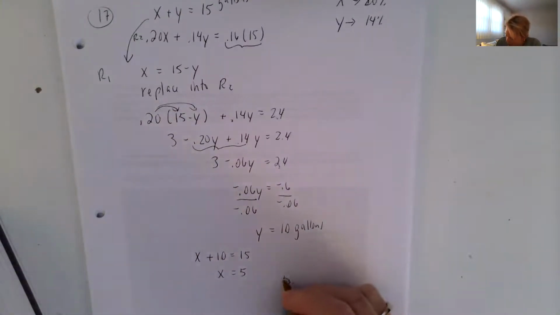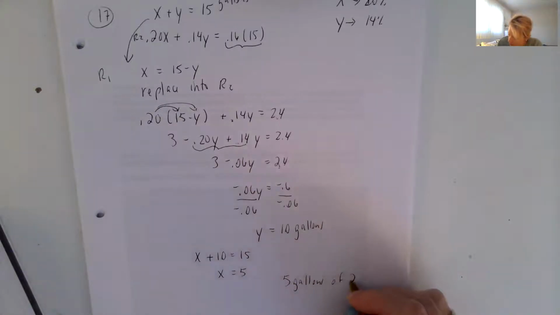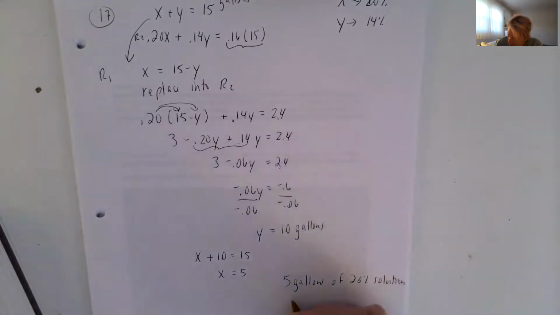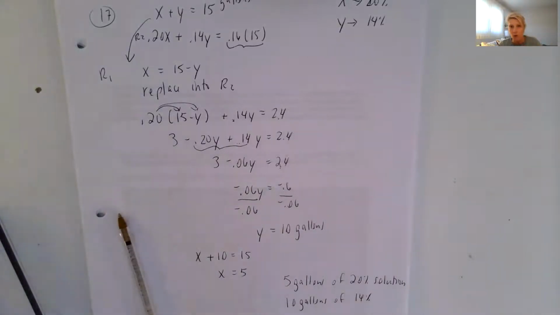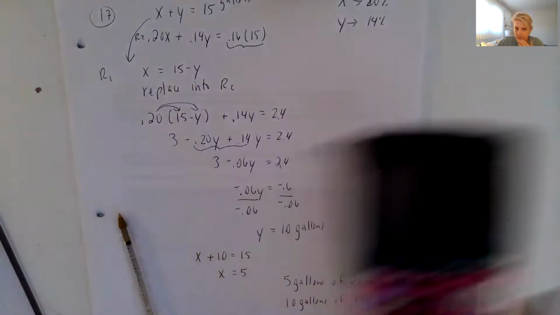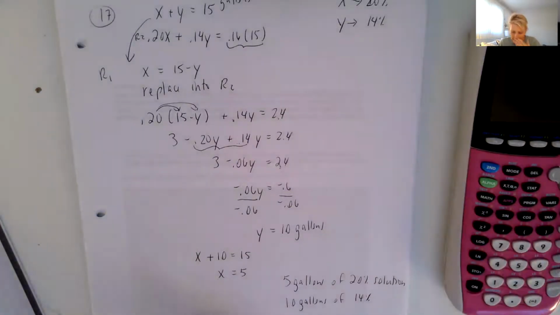So we need 5 gallons of the 20% solution and 10 gallons of the 14%. It's kind of like if you've ever made a frozen juice concentrate and you had to add water to it to dilute it, or if you're making some kind of a mixed drink, or if you're mixing chemicals for a pool or a hot tub, you're having to do some of that as well.